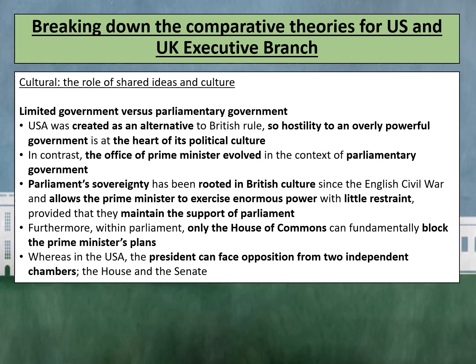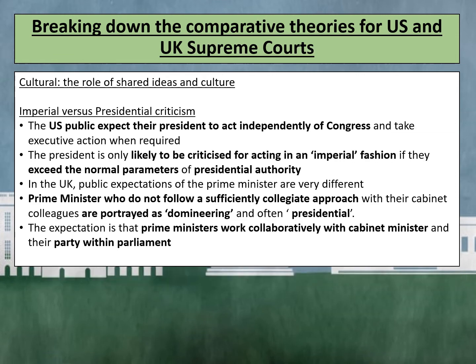Furthermore, within Parliament, only the House of Commons can fundamentally block the Prime Minister's plans, whereas in the US, the President can face opposition from two independent chambers, the House and the Senate. Lastly, we have this idea of imperial versus presidential criticism. This also falls under the cultural theory role.